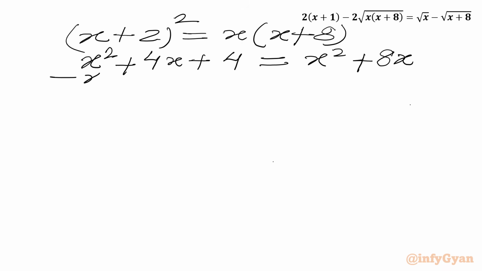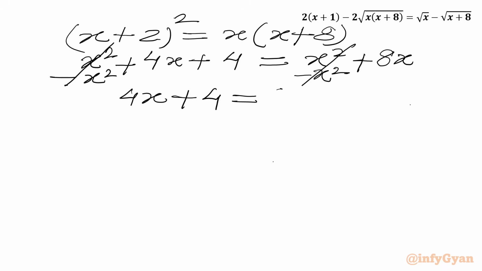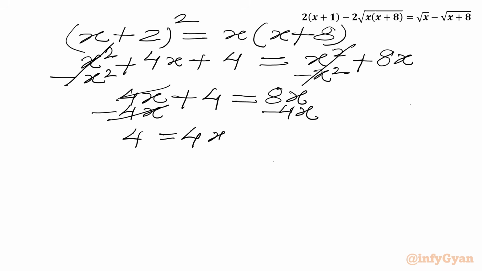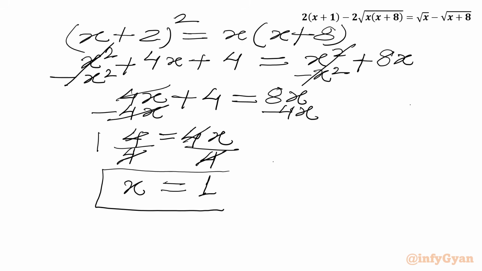We'll subtract x square from both the sides. So the x square term will get over. We will write 4x plus 4 equal to 8x. Now we will subtract 4x from both the sides. Now plus 4x minus 4x will cancel out. We will get 4 equal to 8x minus 4x, which is 4x. Now we have to divide by 4 to get the only real solution. 4 over 4 is 1. So our answer becomes x equal to 1, which is greater than 0.